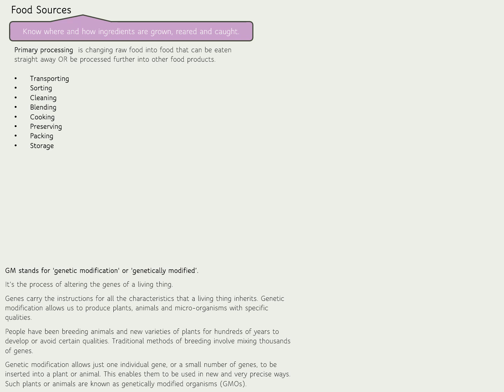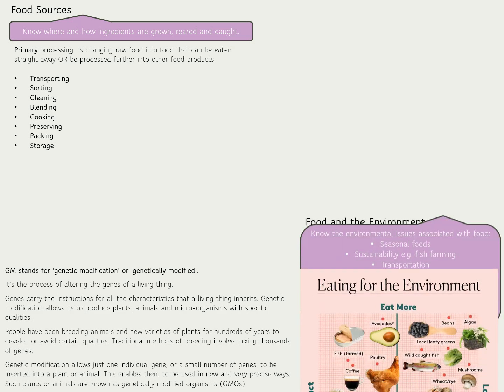What's listed in the bullet points is all the processes that might happen during the primary processing routine. Particularly transportation of the food can be significant for the environment. The environment crops up quite a lot in this particular paper, starting with some fairly simple questions about genetically modified food.